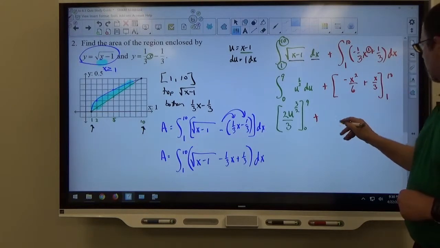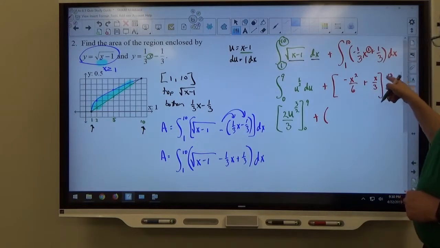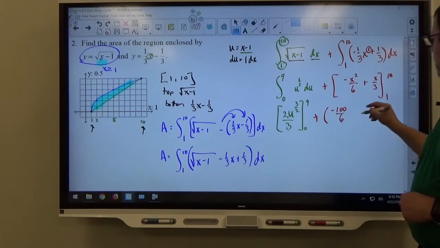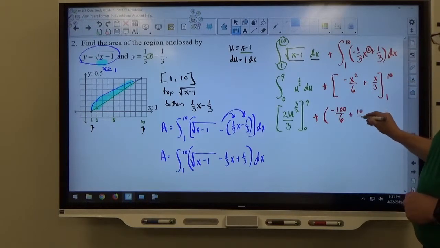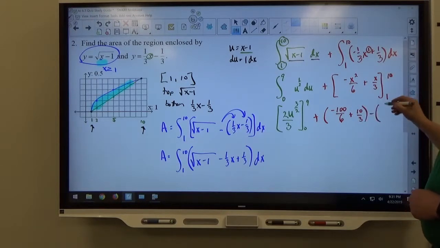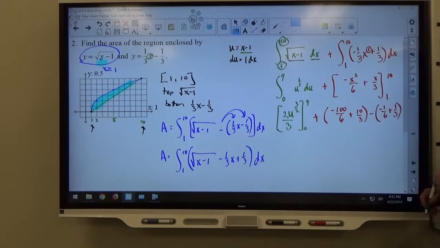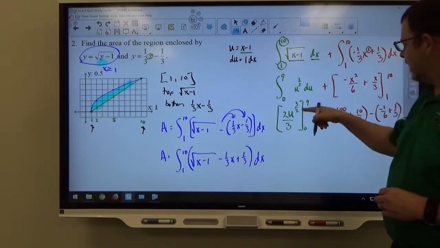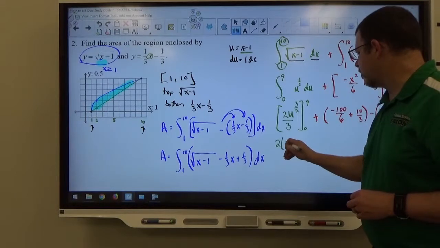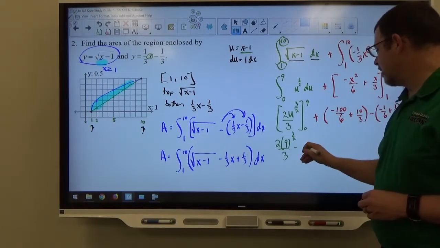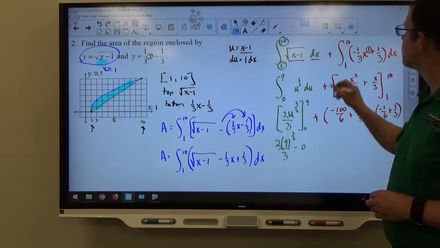I can go ahead and stick 10 and 1 into this here, so if I put 10 in, I'm going to get 100, but it'll be negative 100 over 6, and this is going to be plus 10 over 3. If I put 1 in, I'm going to get negative 1 over 6, and I'm going to get plus 1/3. I can see this reduces, but this doesn't, so I'm going to have to keep the 6 around anyway, so I might as well just not reduce that. The whole time I'm doing that, I can stick 9 into this one. I'm going to get 2 times 9 to the 3/2 power over 3, minus 2 times 0 over 3, which is 0.